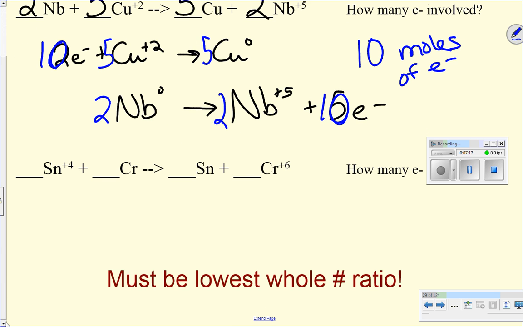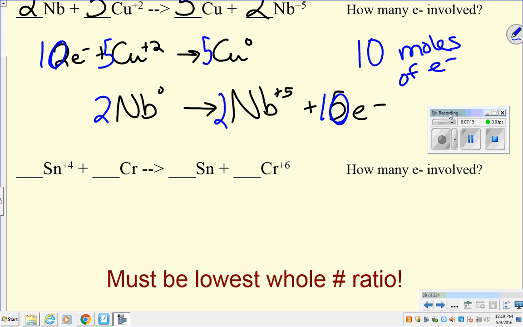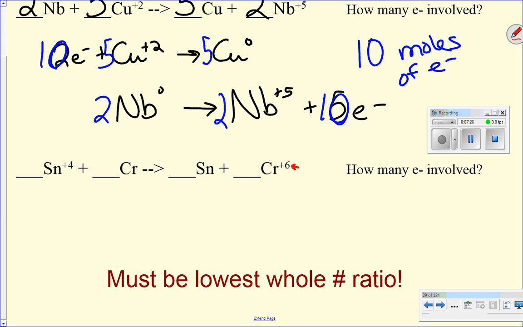Now, the next one's got a little trick in it because you do have to reduce this to a lowest whole number ratio. So what you initially would do is say, okay, chromium's got that 6 with it right there. That means I'm going to put 6 in front of my tins. This 4 tells me I'm going to put 4's right here. The problem with this is not a lowest whole number ratio. So we actually want to reduce all of these. We're going to divide all of them by 2. So instead of 6, 4, 6, 4, we're going to end up with 3, 2, 3, 2. And let's check this out and make sure this works.